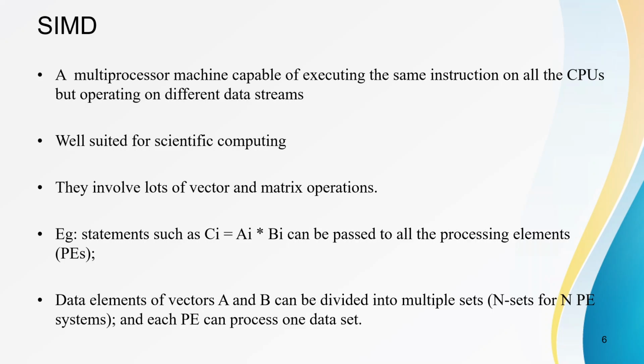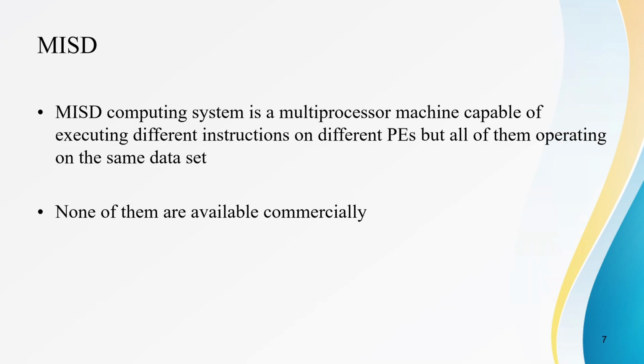These are well suited for scientific computing, which involves lots of vector and matrix operations. This is the example we have already seen, and the instruction can be passed to all processing elements. We have three variables here, A, B and C, so we can use three different CPUs. The data elements of vectors A and B can be divided into multiple sets, and each processing element, that is PE, can process one data set.